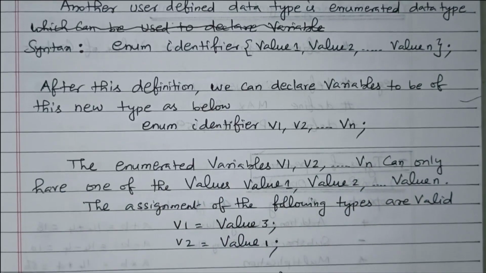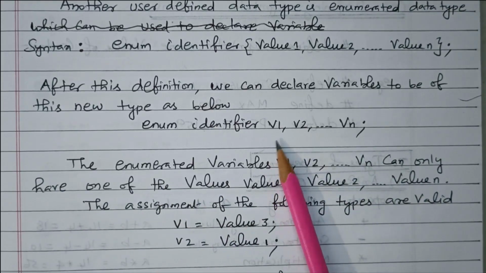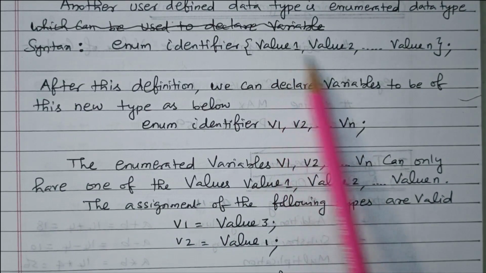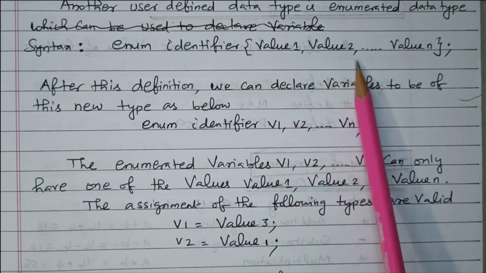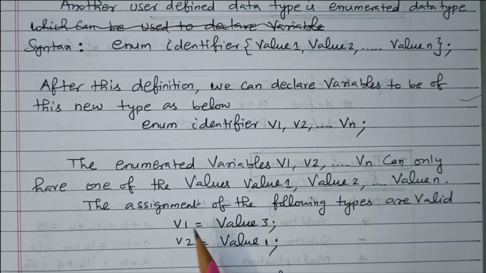So v1, v2, v3 are the variable names that can have one of these values, not out of these. For example, value 3 can be stored in v1, value 1 can be stored in v2. So these values can be stored in the variable, not out of these values. So this is the second type, the enumerated user defined data type.